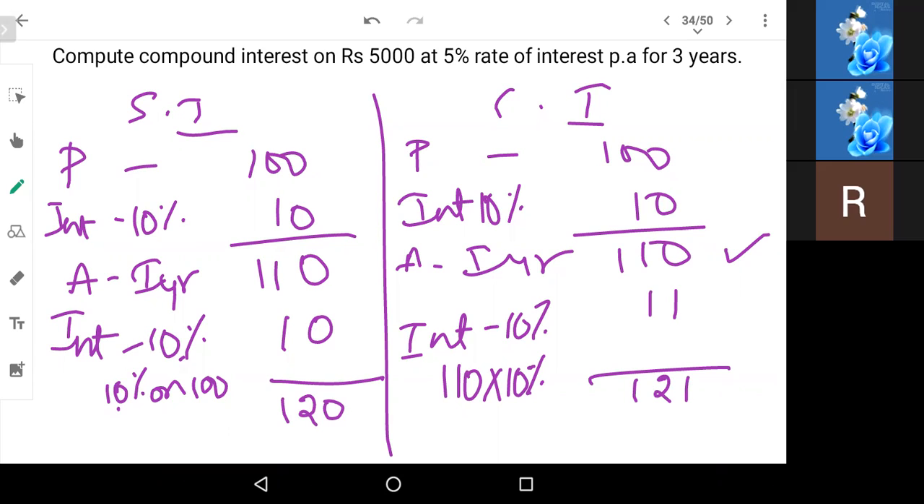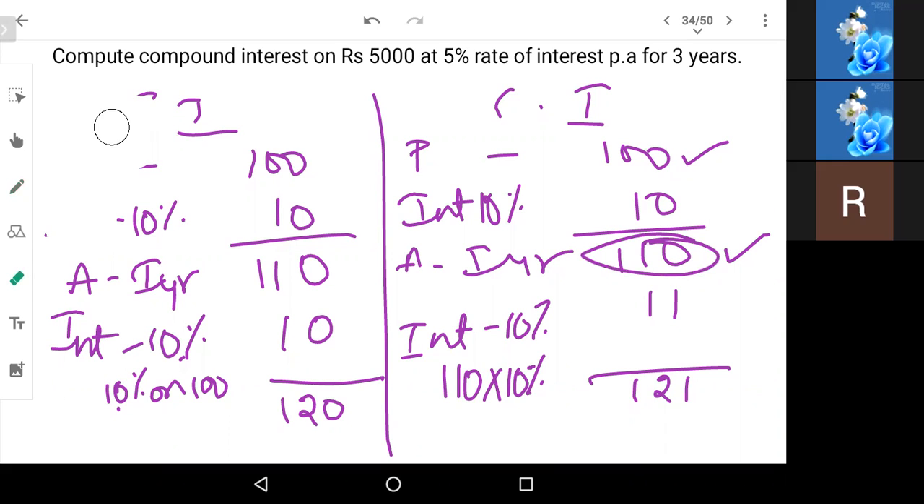You can say, ma'am, it's only 1 rupee. How does it make much difference? When it is a small amount, it is 1 rupee. But when it is a big amount, it will multiply. It will carry on to the next, it will accumulate into more money. Okay. So simple interest, compound interest, this is how we do the difference. So in compound interest, we will be calculating the interest on the accumulated money and not on the principal amount. So this is known as compound interest.